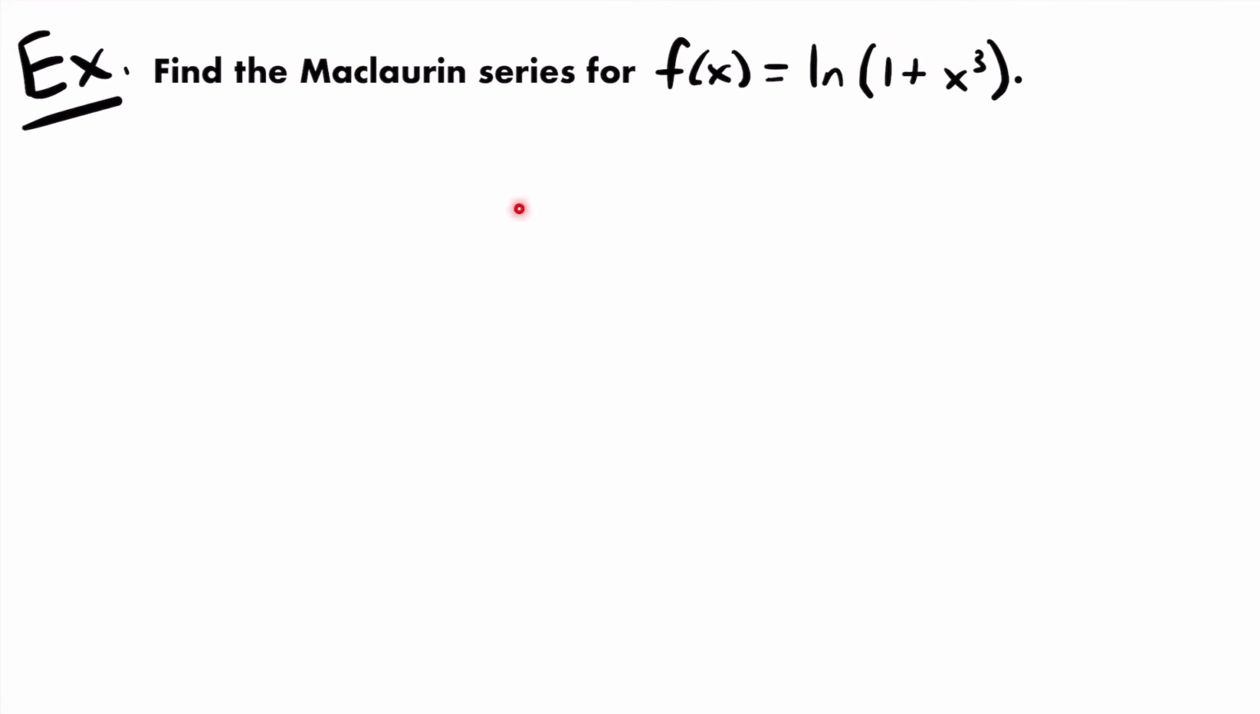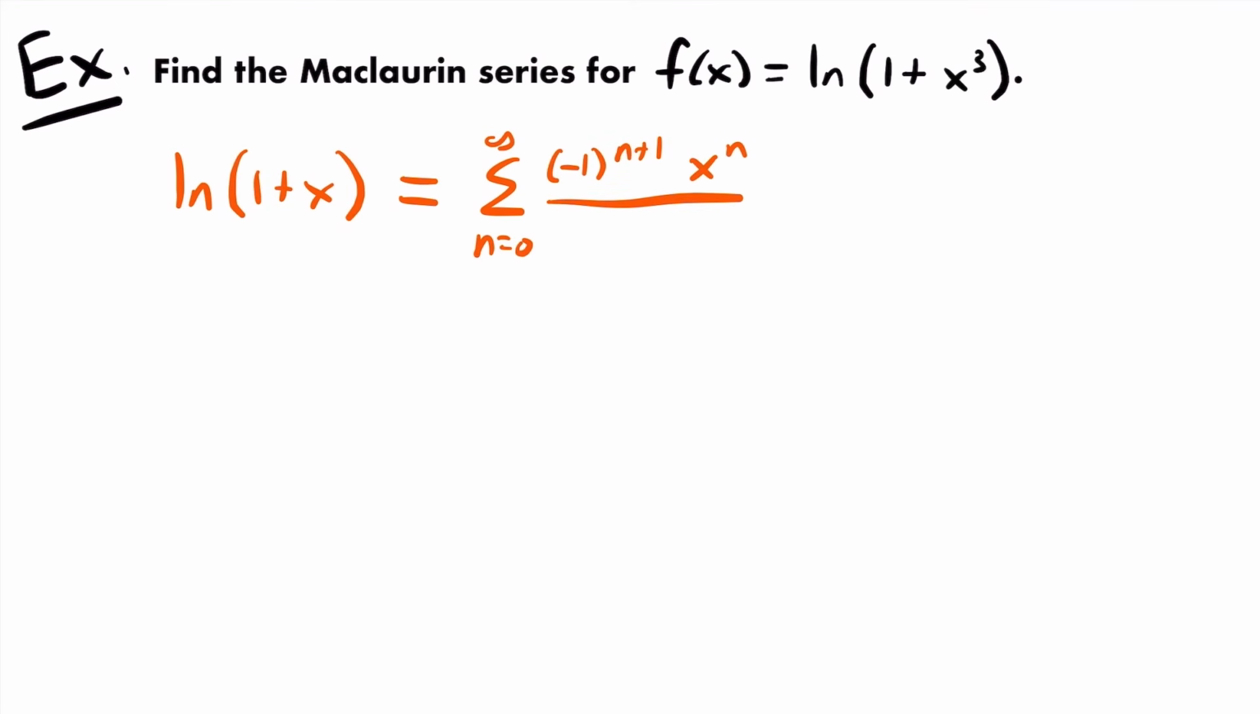All right, so here's our next example. We want to find the Maclaurin series for f of x is equal to the natural log of 1 plus x cubed. Okay, now this function is similar to a function that we do know how to represent as a Maclaurin series from that list from earlier, right? One of our common Maclaurin series is the natural log of 1 plus x. We know that that is equal to the sum from n equals 0 to infinity of negative 1 to the power of n plus 1 times x to the power of n divided by n, and that series is convergent from negative 1 to 1, including 1.